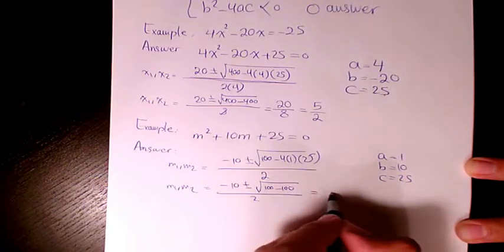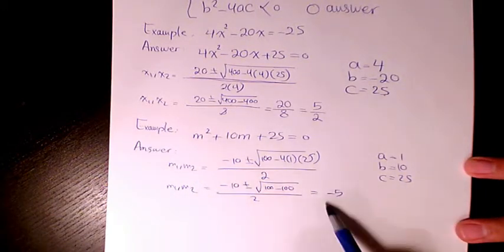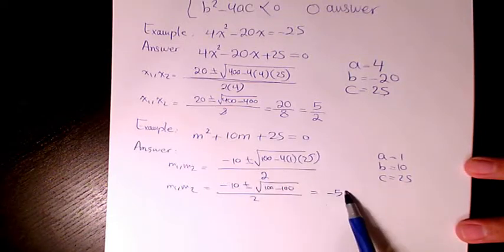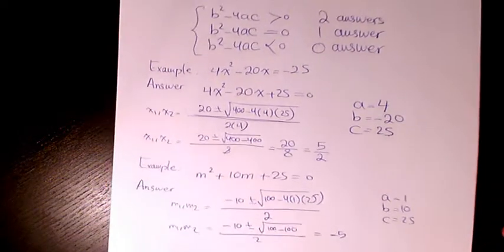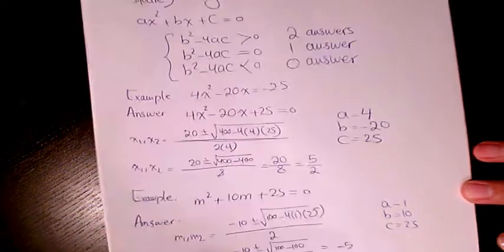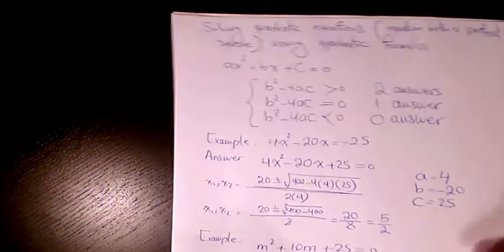Negative 10 divided by 2 is going to be negative 5. So we have only one answer. Why? Because this part is 0 and we have one answer. So whenever we have b squared minus 4ac equals 0, we will have only one answer. Let's have one more example.